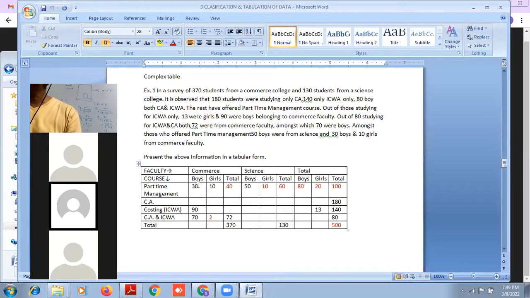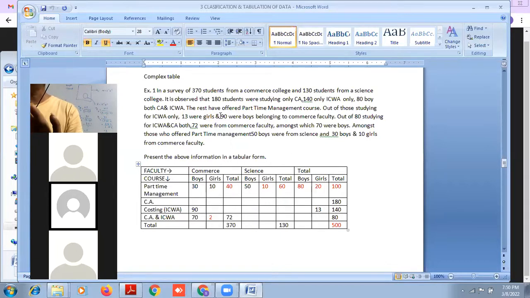Sorry to interrupt, sir. These 13 girls in total, it should be from commerce, right? 13 were girls, and 90 were boys belonging to commerce faculty. See what that line says: out of those studying for ICWA only. So there are these 140 students who are doing ICWA. From this, 13 were girls. So girls total was 13.